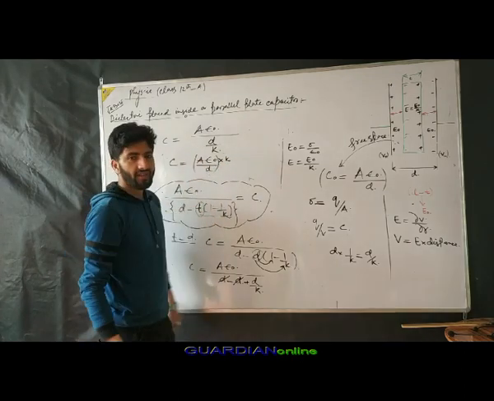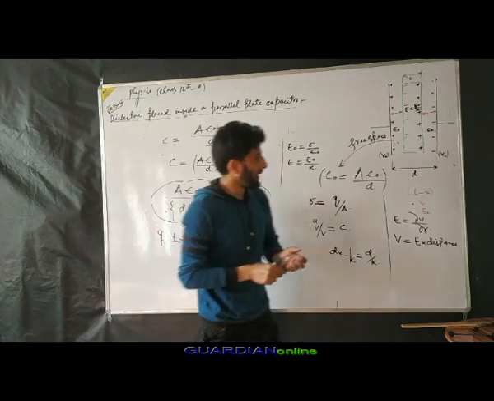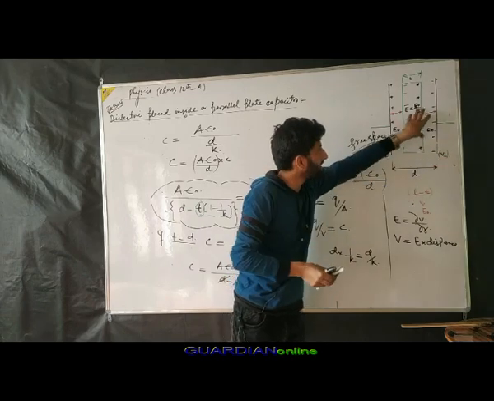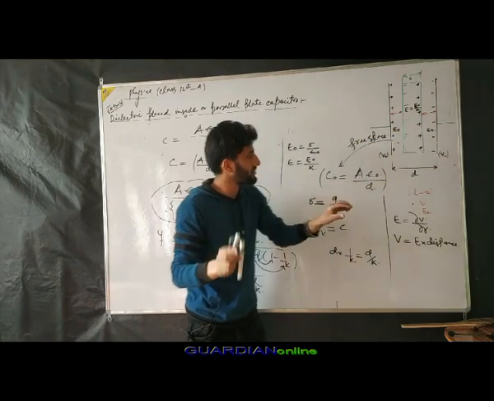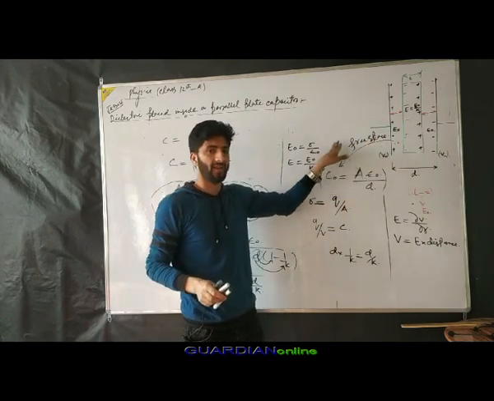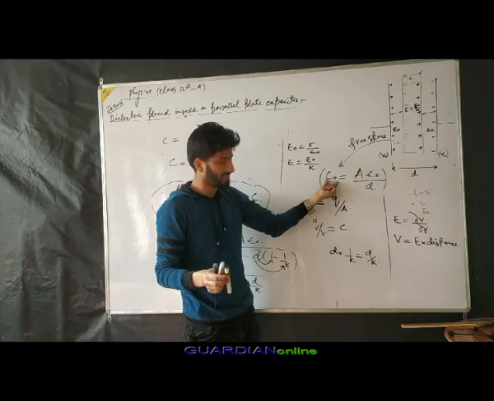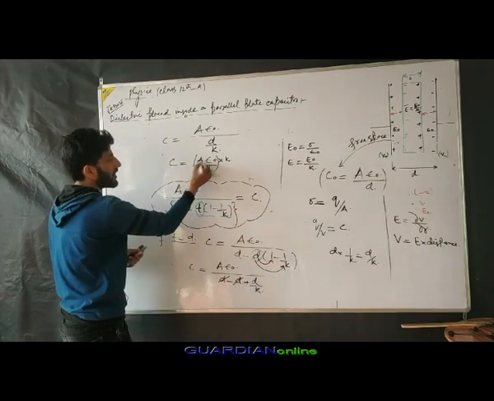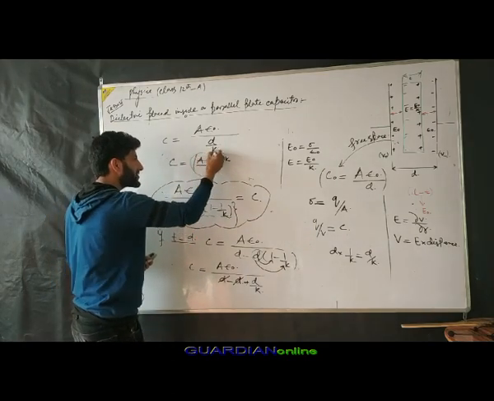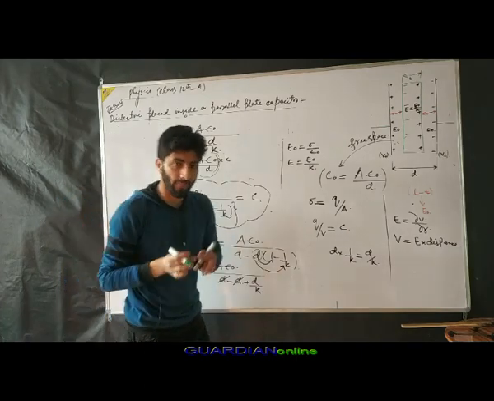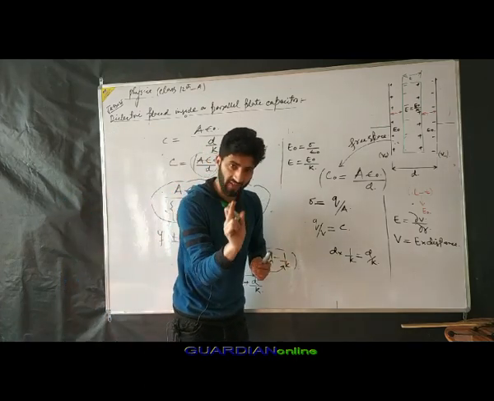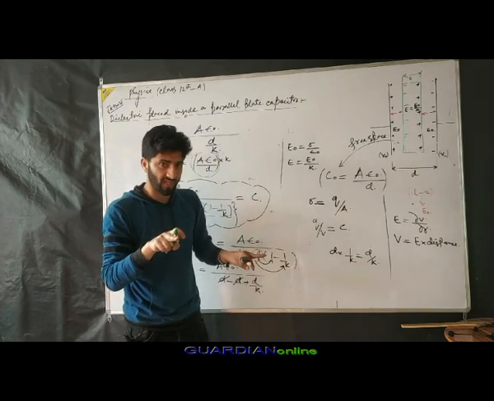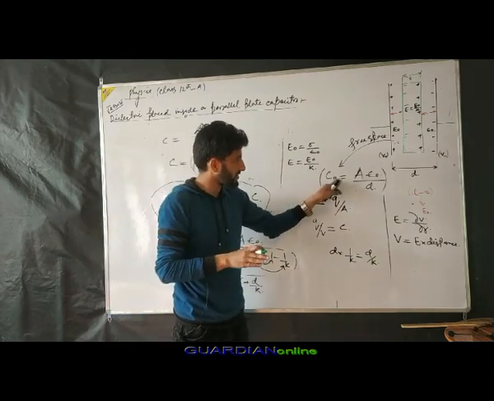Very much simple. So remember this equation. The capacitance of a parallel plate capacitor, if there is only free space available between the plates of the capacitor, is C naught equal to A epsilon naught divided by D. Now look at this equation. This is the capacitance of a parallel plate capacitor when there is only free space available.